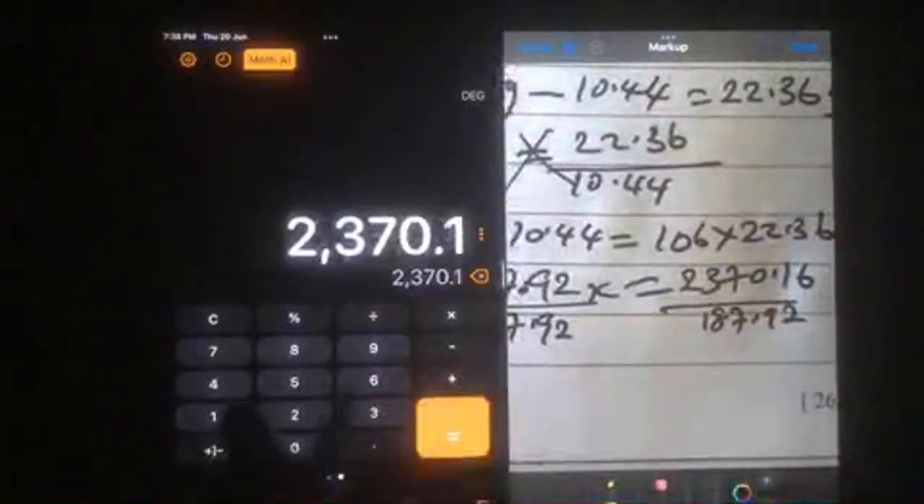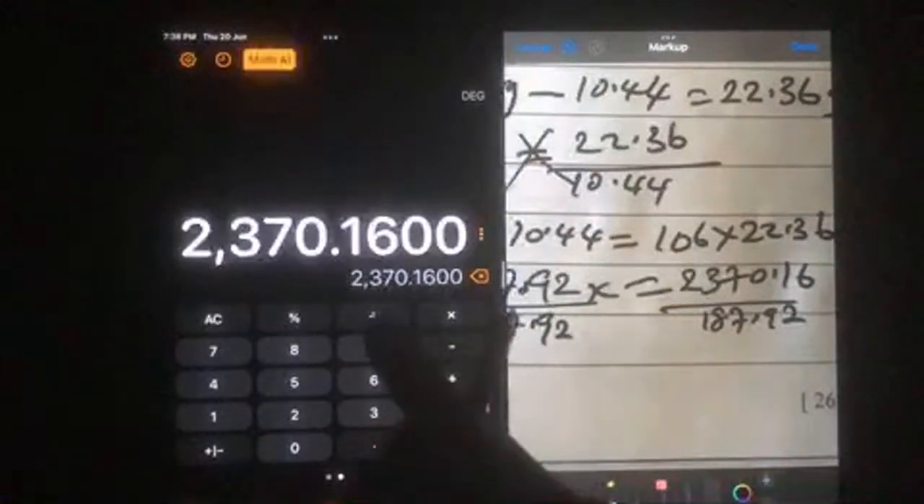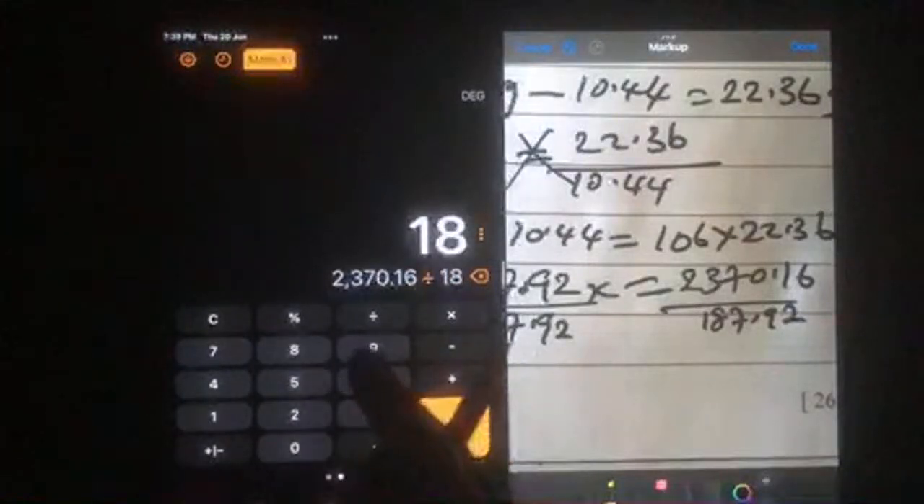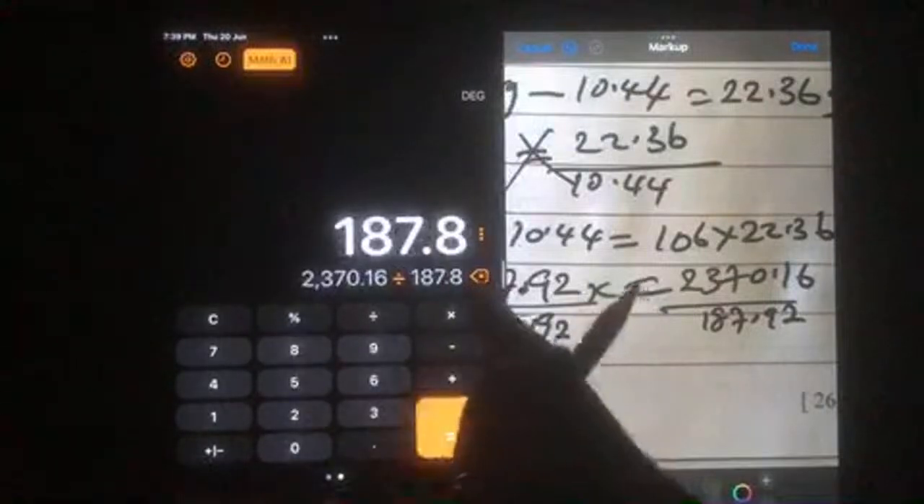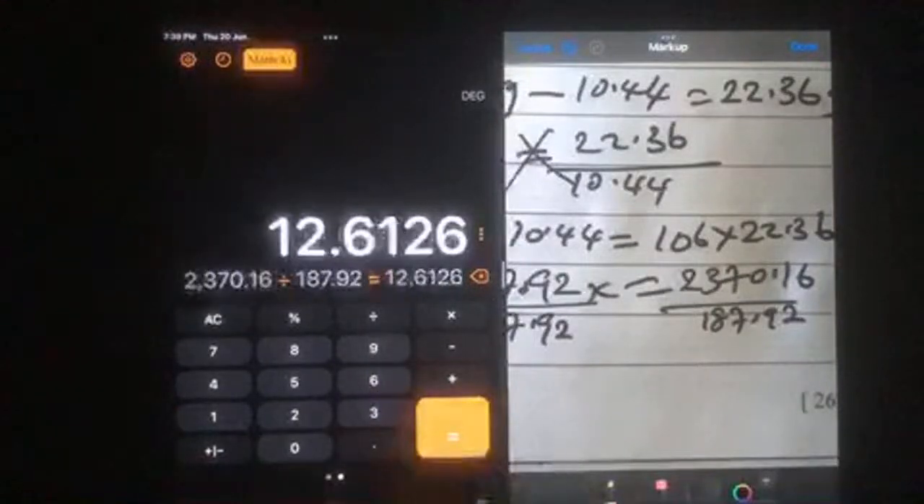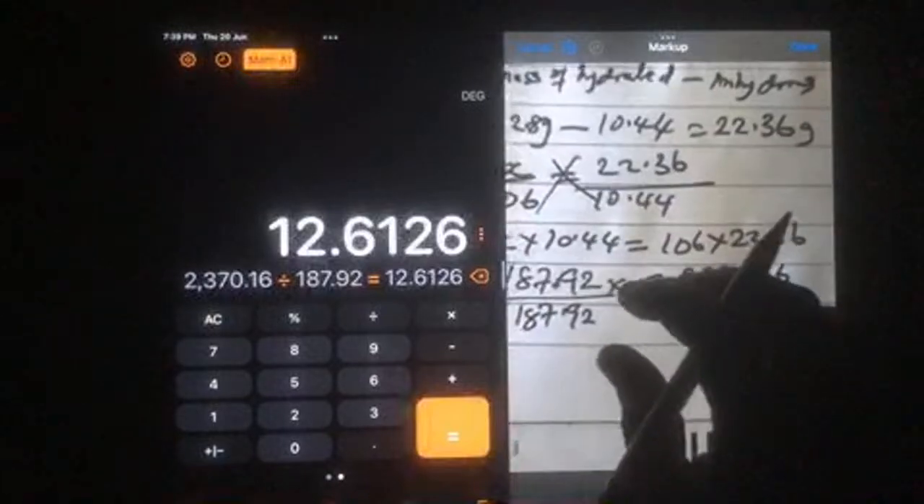2370.16 divide by 187.2, sorry, 187.92 is giving us 12. That's too much. Okay, it's giving us x as 12.